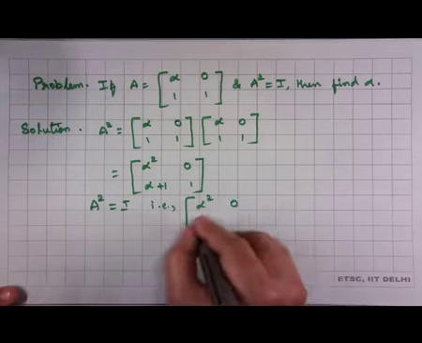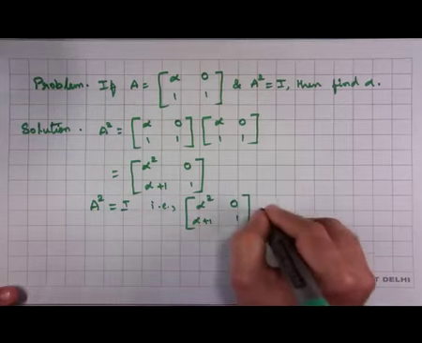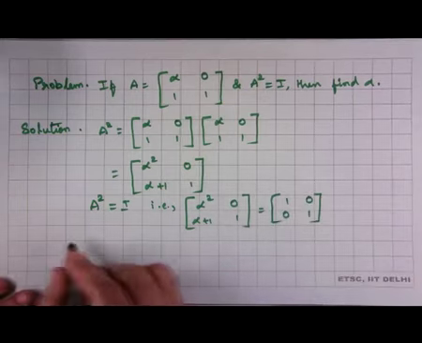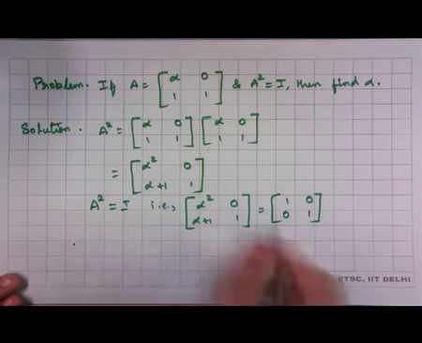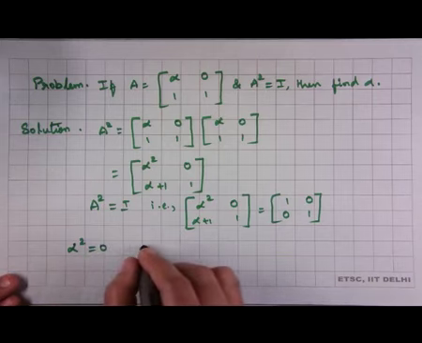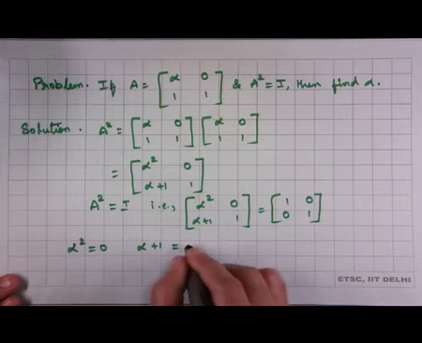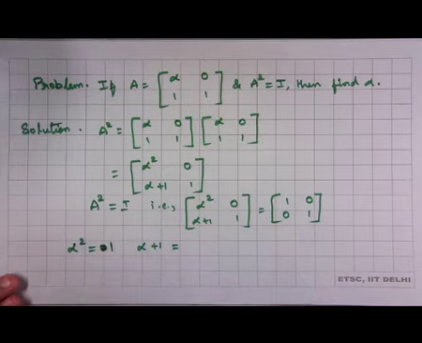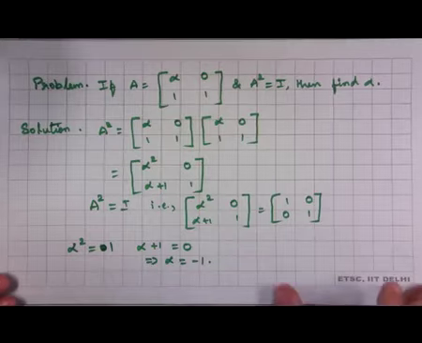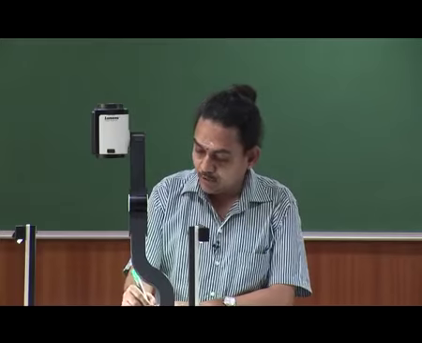So, we are given that A square is identity, that is alpha square 0 alpha plus 1 1 is equal to 1 0 0 1. Now if you compare these two matrices, what you will have is alpha square is 1 and alpha plus 1 should be 0. So, this will imply that alpha equal to minus 1. So, alpha equal to minus 1 is the solution. Next problem.